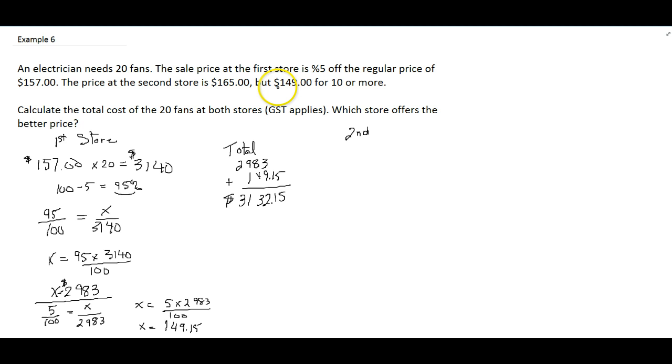Let's go now to the second store. The second store says that because he's buying so many of these, we're going to be able to buy them at $149 each. So 149 times 20 gives us $2,980. So the second store is going to cost $2,980. And now we have to add our GST.